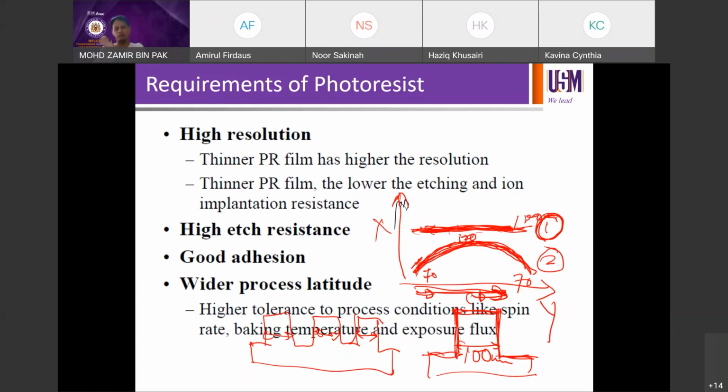Dosage drift, CD drift. Thickness of photoresist drift, CD drift. Sometimes the flow rate of developer dispense drifts, CD drift. Then what else? There are many more factors. PEB temperature drift, CD drift. Hot plate, hard bake temperature drift, CD drift. These are among the things that I'm talking about.